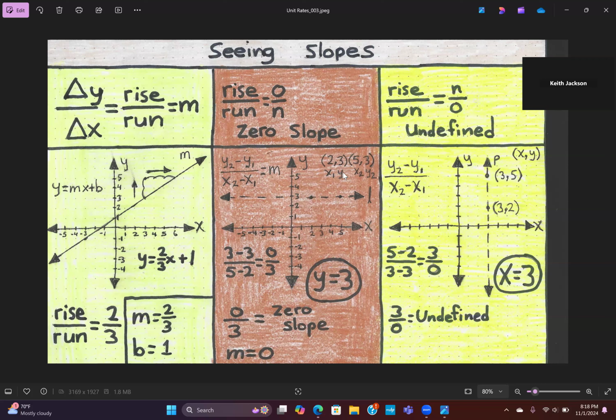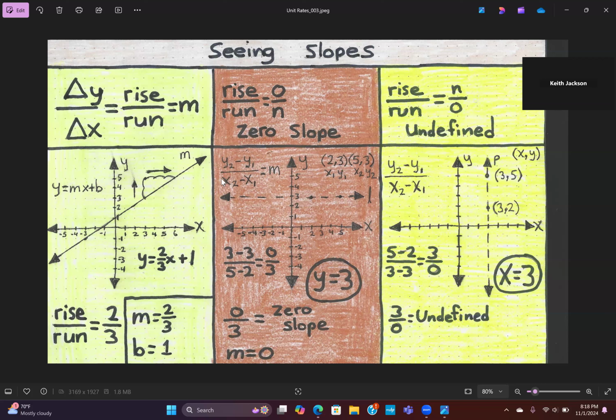So let's take 2 points along that horizontal line, (2, 3). Here is (2, 3) right here. And let's take (5, 3). And so we have (5, 3). And guess what? In that y position, we have the same value. We have a 3 here and a 3 here.